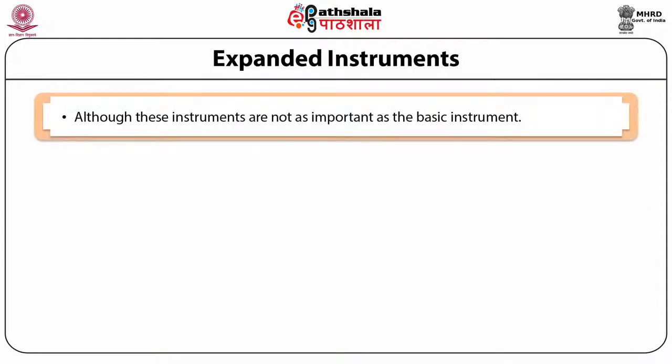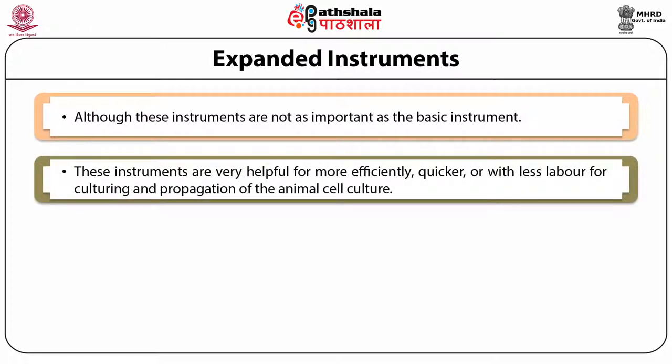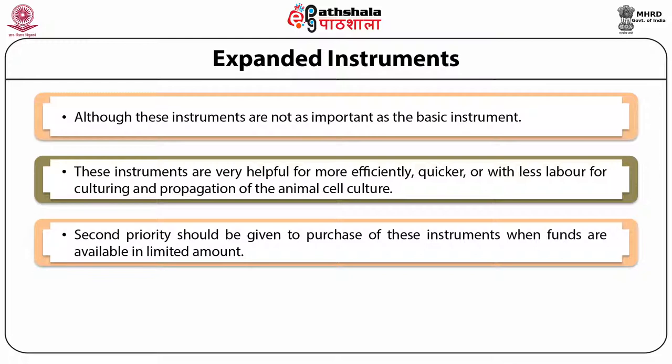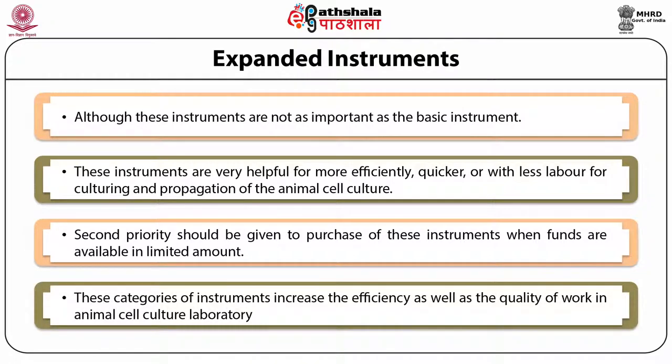Expanded instruments. Although these instruments are not as important as the basic instruments, they are very helpful for more efficiency and quicker results in your animal cell cultures, with less labor for the culturing and propagation of cells, and they produce more fruitful results. Therefore, the second priority should be given to the purchase of these instruments when funds are limited. This category increases the efficiency as well as work quality in your laboratories, and also helps to provide more safety to the manpower working in your laboratories.